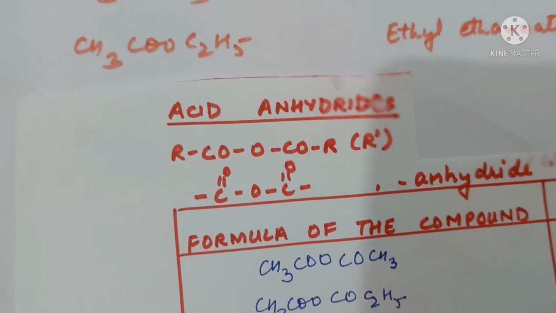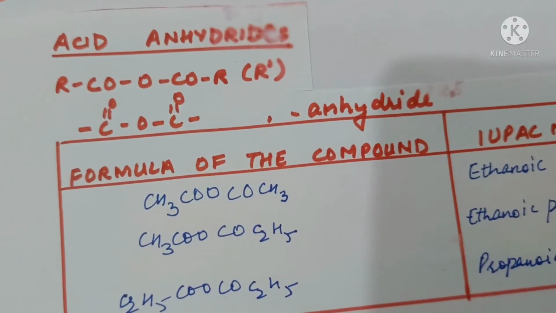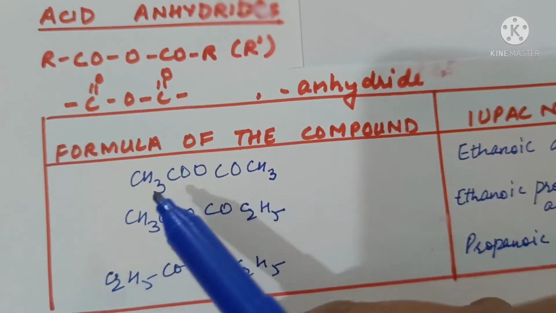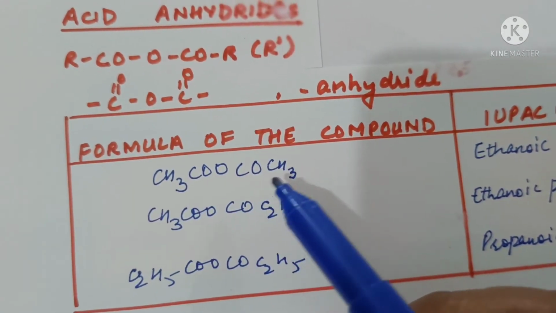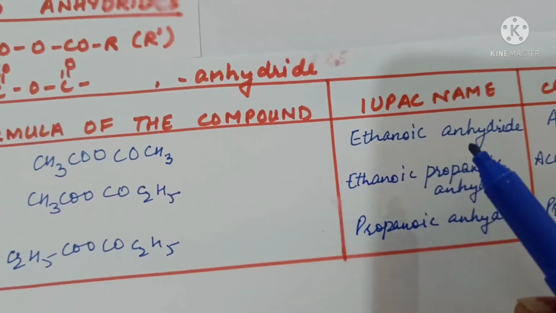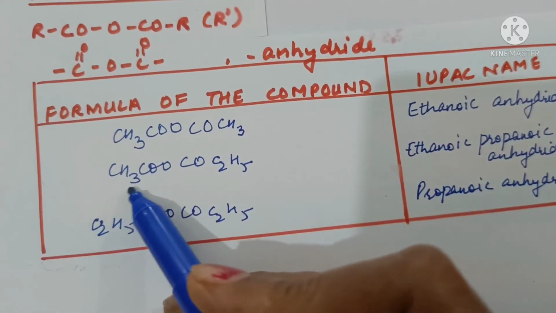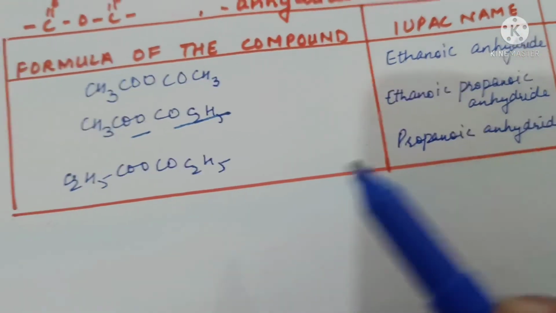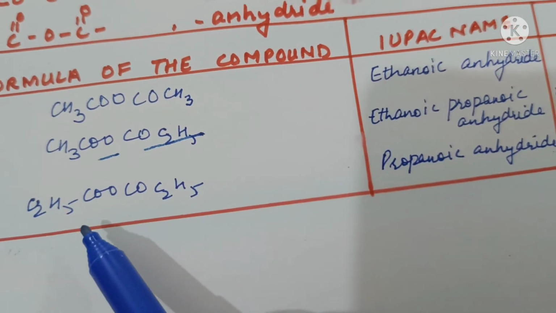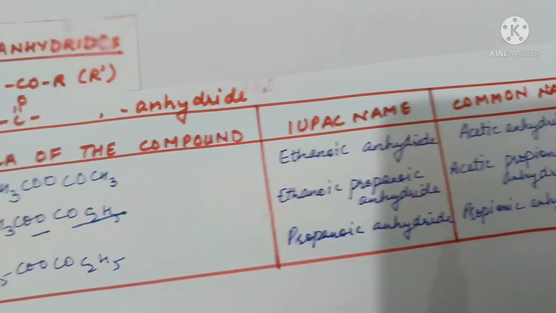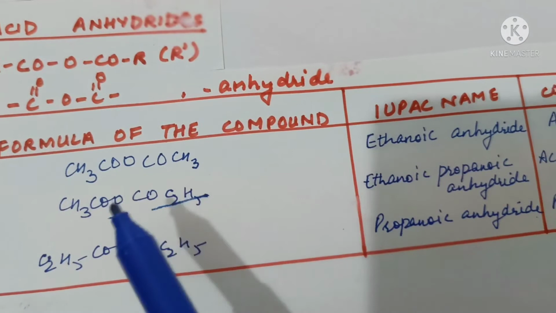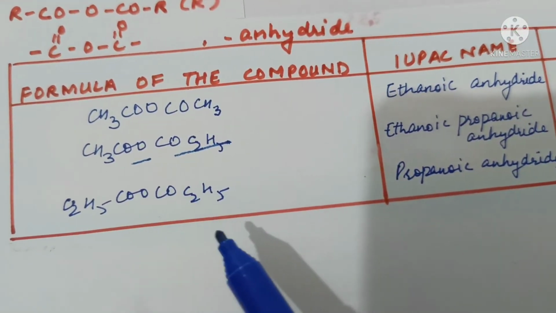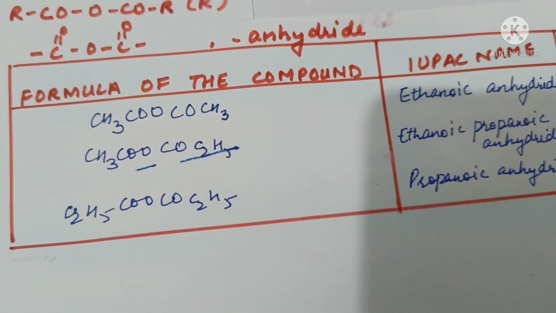Next is acid anhydrides. Acid anhydrides are formed when 2 acid molecules combine, eliminating 1 water molecule. Formed from ethanoic acid, that is 2 carbons on either side, the name will be ethanoic anhydride. One acid is ethanoic, the other one is propionic. So ethanoic propanoic anhydride, and this will be called propanoic anhydride. In common system, it will be called acetic anhydride. This will be called acetic propionic anhydride, and this will be called propionic anhydride.